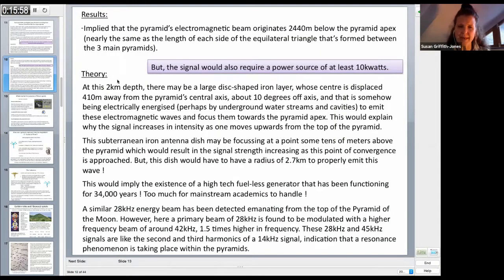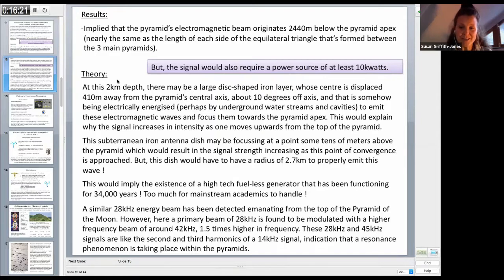This would explain why the signal increases in intensity as one moves upwards from the top of the pyramid. So this subterranean iron antenna dish may be focusing at a point some tens of meters above the pyramid, which would result in the signal strength increasing as this point of convergence is approached.